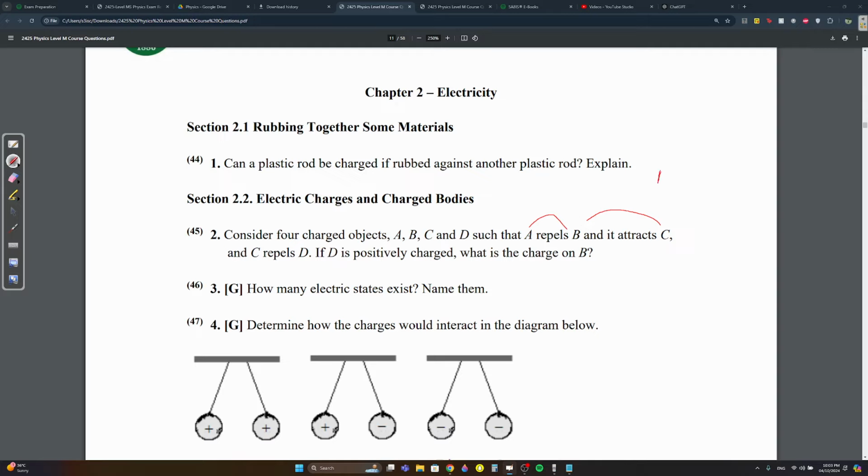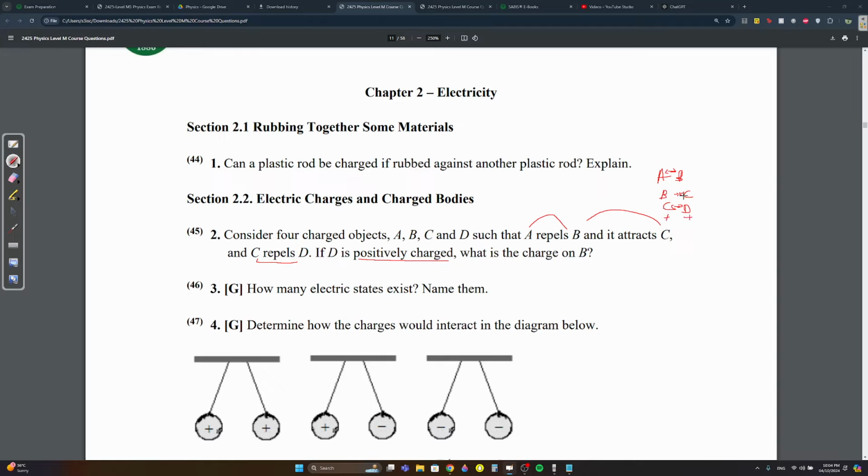If you want to draw this, put A, B, repel. Then you put B, C, attract. And then C repels D, so C and D repel. And C and D have the same charge. He said if D is positive, what's B? Okay, if D is positive and it repels C, then C is also positive.